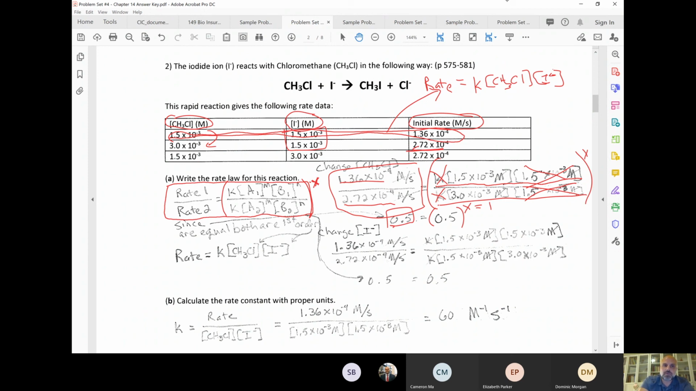So the rate equation that we're trying to figure out, if I go back up to the equation at the top that I drew up on the board, that x there is going to be equal to 1.